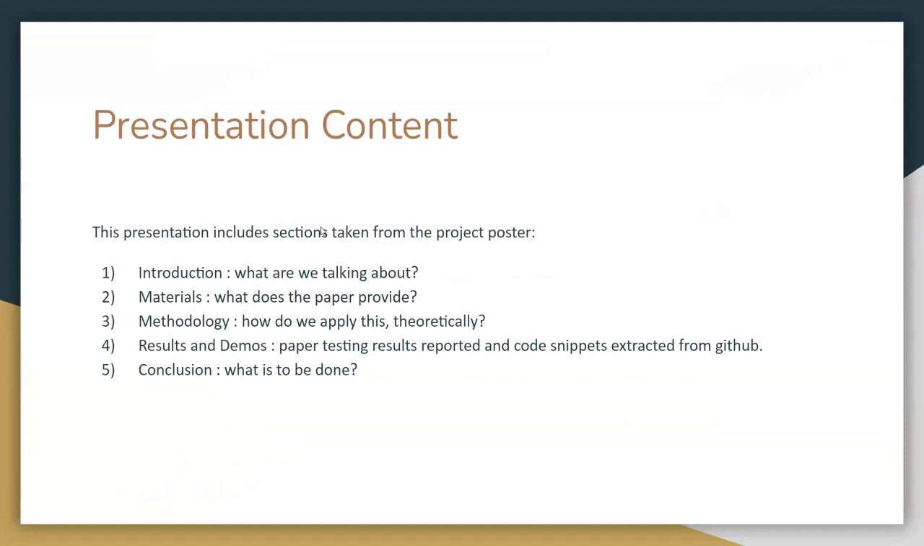This presentation includes sections taken from the project poster, specifically the introduction, which is what we will be talking about in summary. The materials: what does the paper provide in terms of visuals and results? Methodology: theoretically, how are we to apply this before we jump into the code? Results and demos: the paper's testing results reported and code snippets extracted from a GitHub, which goes over convolutional recurrent neural networks. And the conclusion: what is to be done next, my opinion.